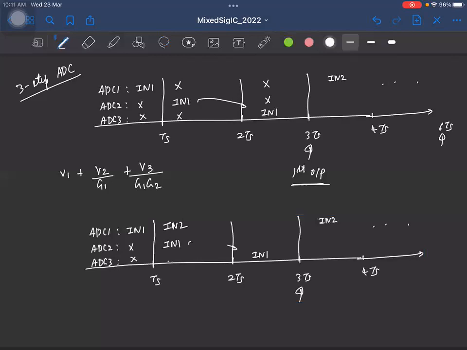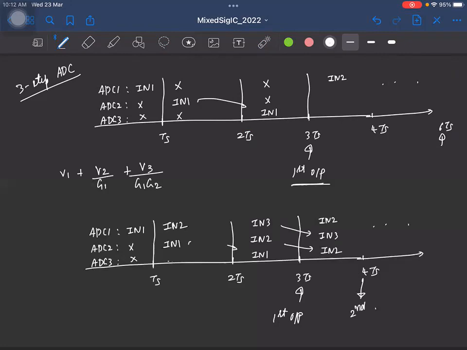Okay. So similarly, in the third clock cycle, the second input can be given to the second ADC, right? Instead of keeping it idle here. And in the third clock cycle, the first ADC can take the third input. Is that fine? So now at 3 TS, we get the first output. I'll do the same thing. So 3 will come here, 2 will come here. So the second output I can get at the next clock cycle itself.